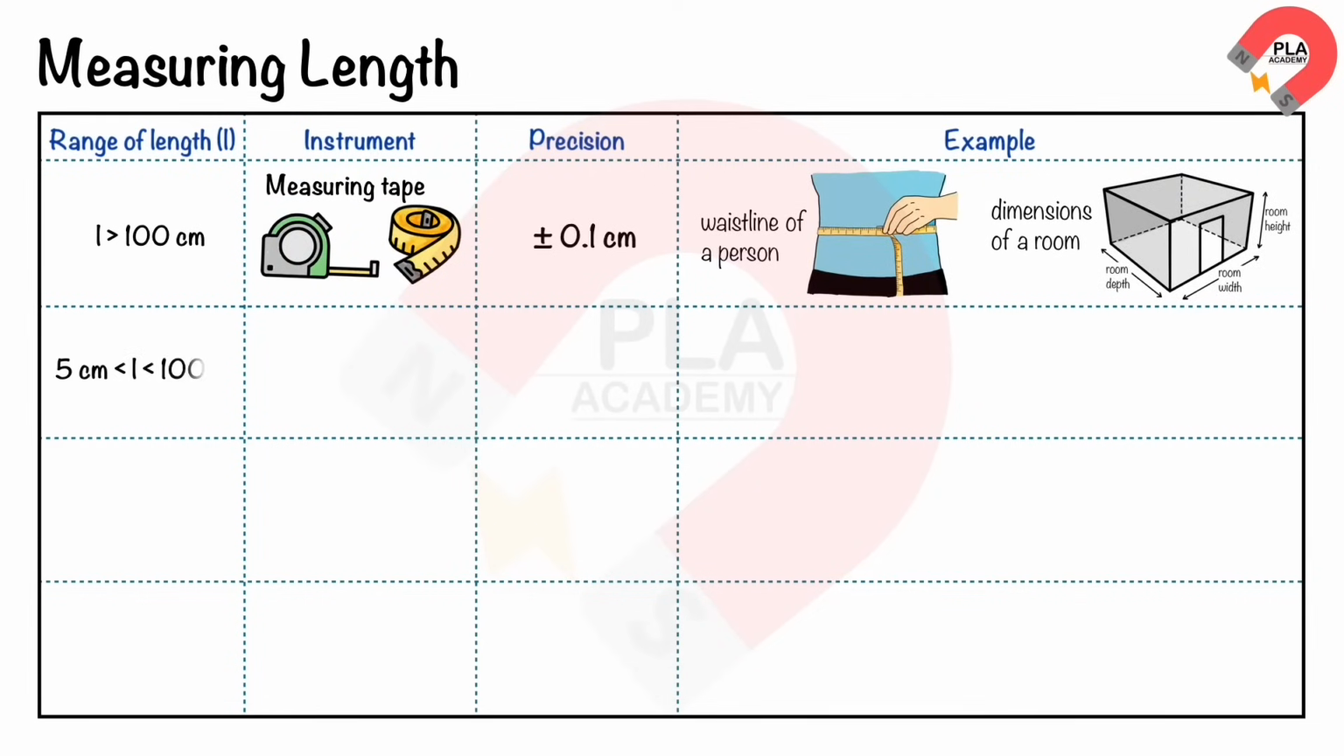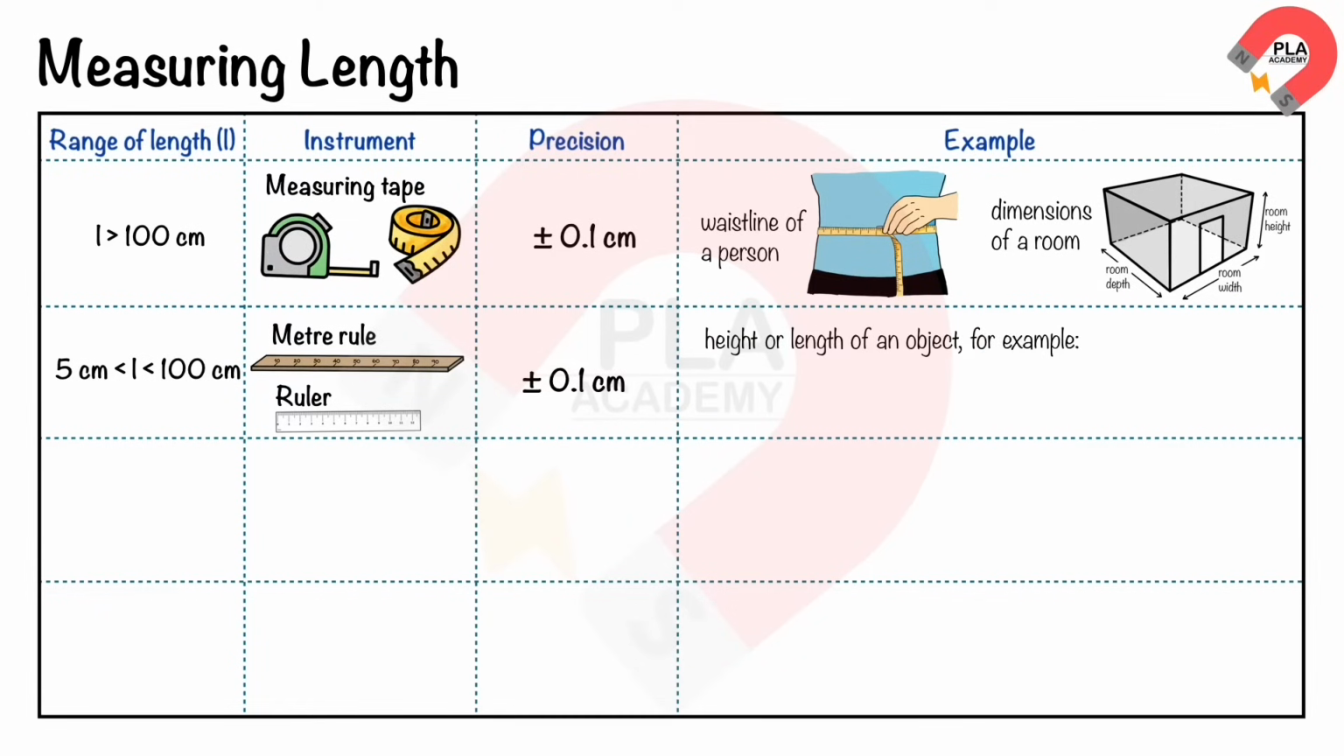Lengths between 5 and 100 centimeters. We can use the meter rule or ruler. Its precision is 0.1 centimeters. For example, it is used to measure the length of objects such as pencils or wires.